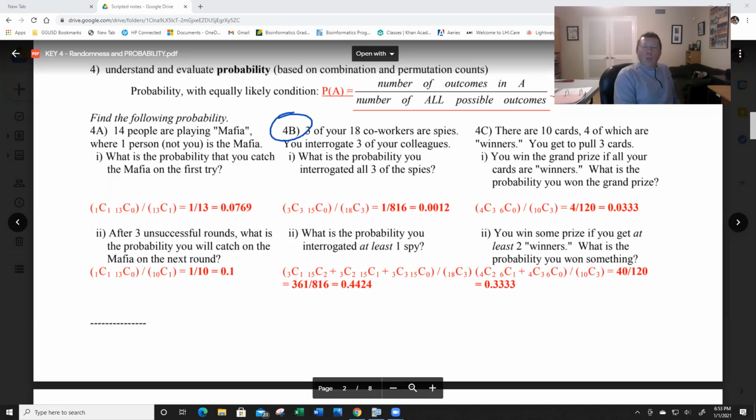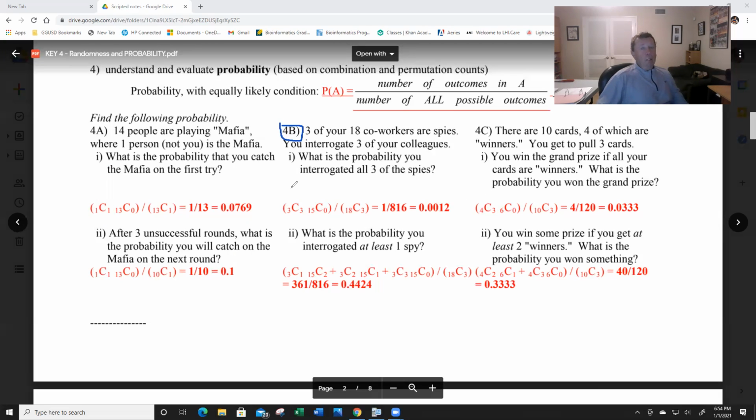Let's go to B here, 4B. 3 of your 18 coworkers are spies. Everybody thinks they have a spy in their coworkers who's reporting to the big people. You know, this has been going on forever. Now you interrogate 3 of your colleagues. Interrogate, that's a rough term. You talk to them, maybe, whatever. What is the probability you interrogated all 3 of the spies?